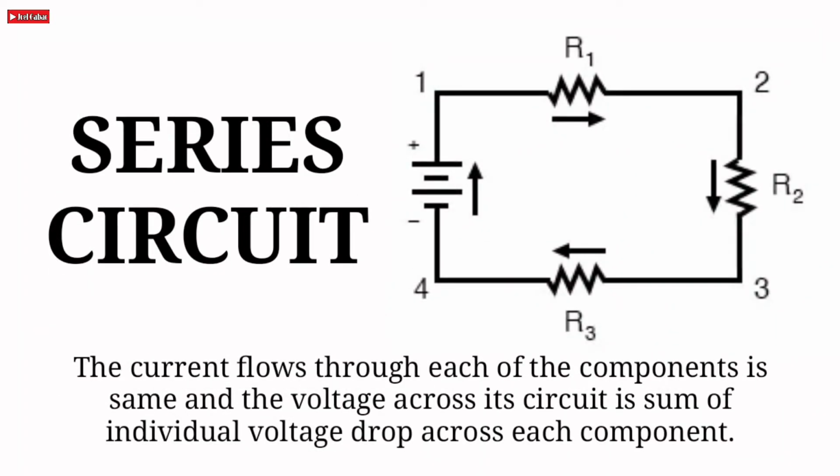Series circuit. The components are connected end-to-end in a line to form a single path through which current can flow. The current flowing through each of the components is the same, and the voltage across the circuit is the sum of the individual voltage drops across each component.